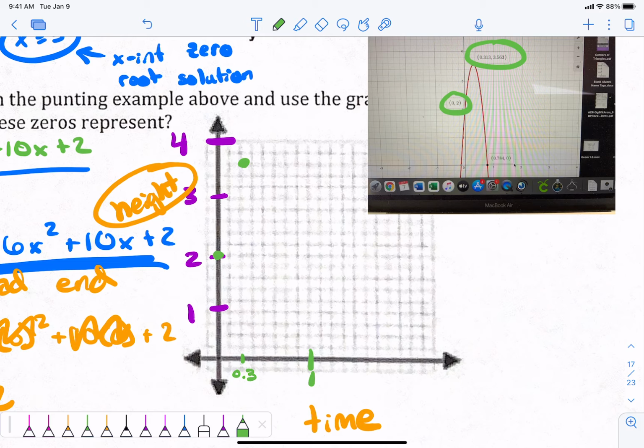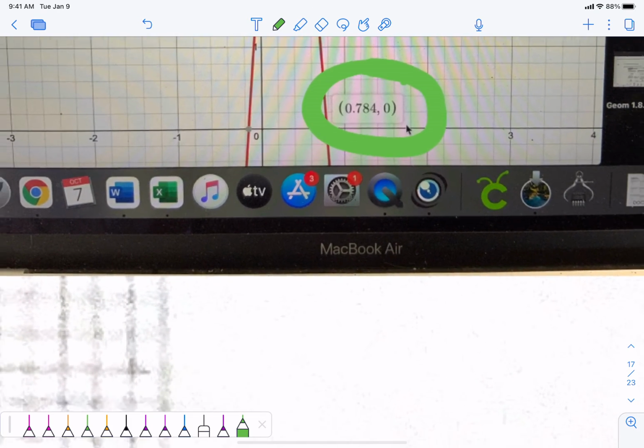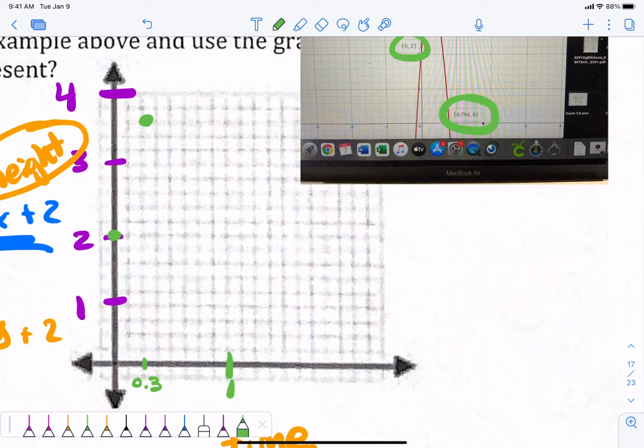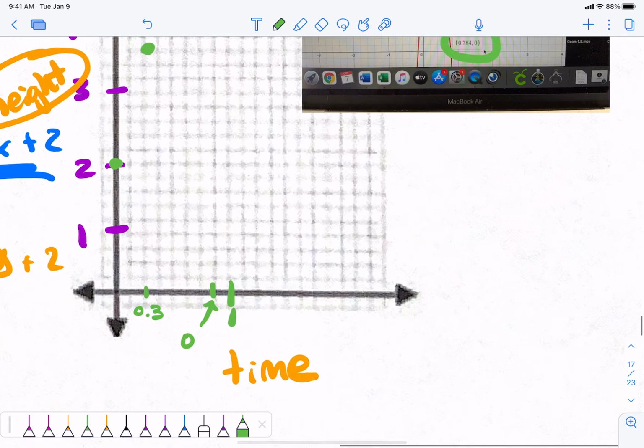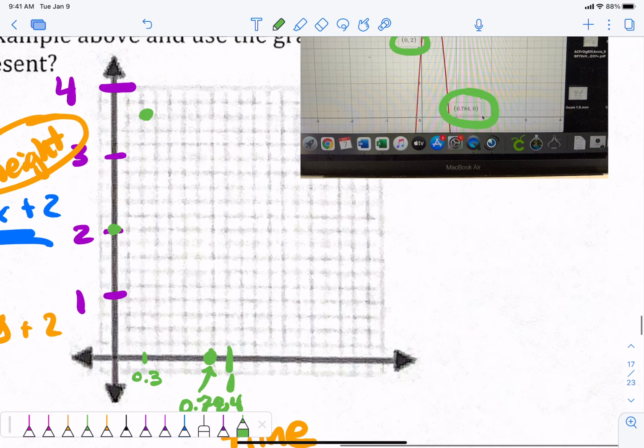Okay? And then it's coming back down, and it's hitting at 0.784, right? Which is this guy right here. 0.784, and that's where it's touching back down again. Okay? So let's draw this, and let's interpret this graph a little bit.